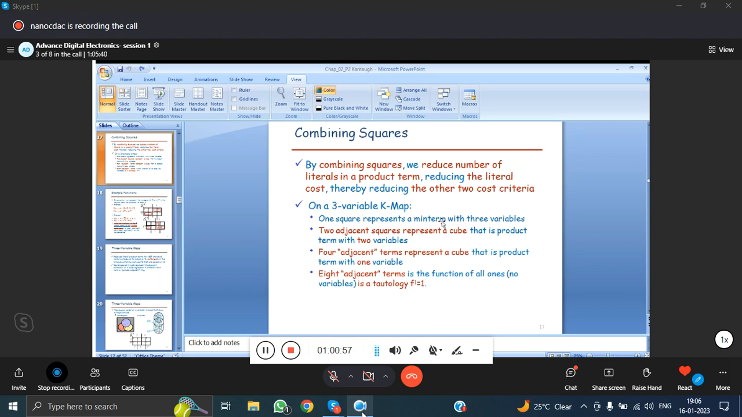So on a three variable KMap, there are any 8 squares. One square is representing a min term with three variables. Two adjacent squares represent a cube, that is a product term with two variables. Four adjacent squares represent a cube, that is a product term with one variable. Eight adjacent squares is the function of all ones. It is called a tautology, f complement is equal to 1.